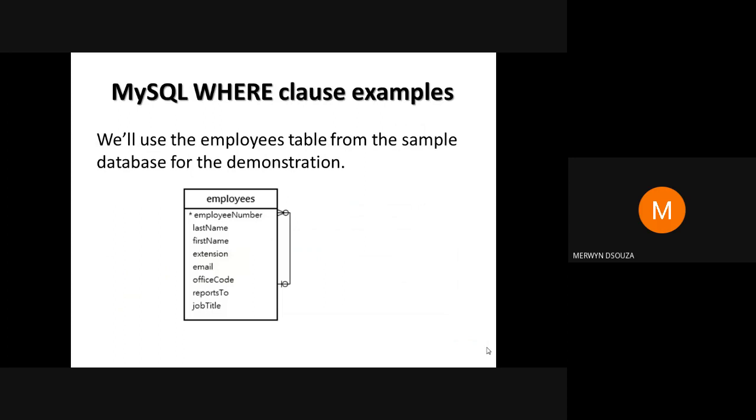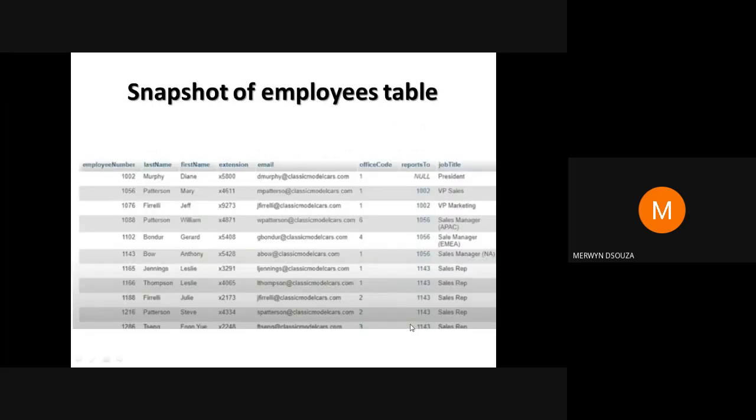Let's look at some examples of the MySQL where clause. So let's use the employees table. This is a sample of the employees table, which has the following columns: employee number, last name, first name, extension, email, office code, reports to, and job title. The primary key of this table is the employee number. This is a snapshot of the actual data of the employees table.